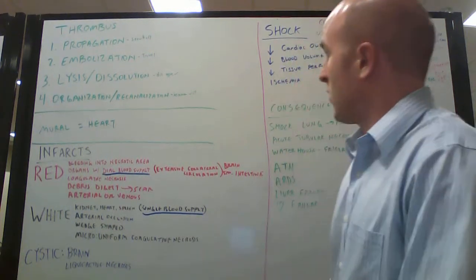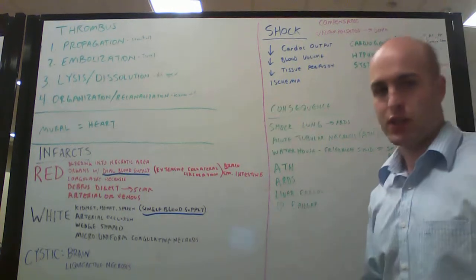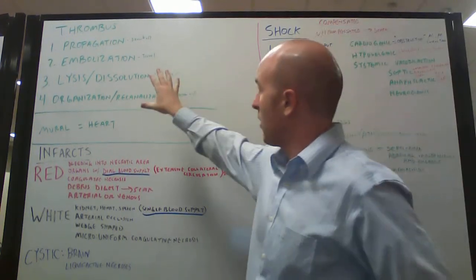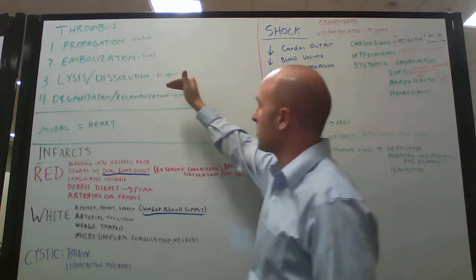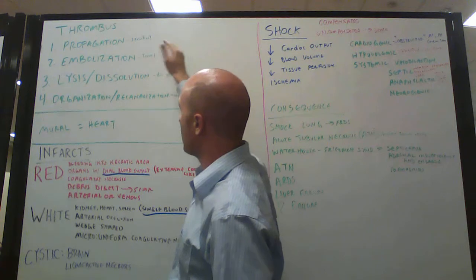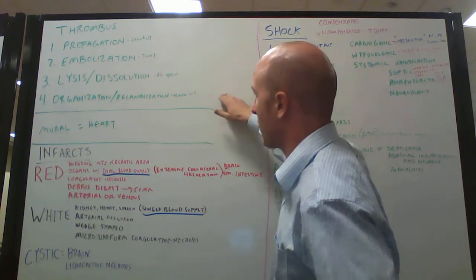Okay, so first of all, this is the third part of the pathology lecture, everything you need to know, starting out with different fates of thrombi. A thrombus can end in propagation, embolization, lysis or dissolution, or organization and recanalization.